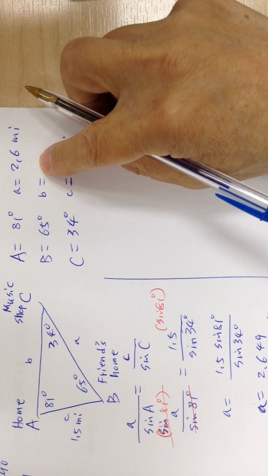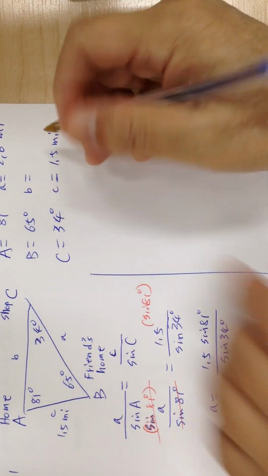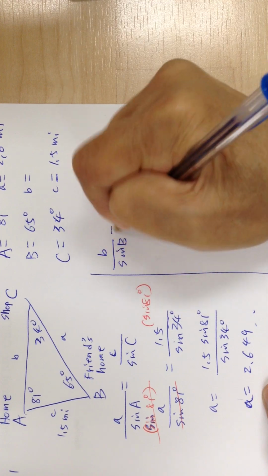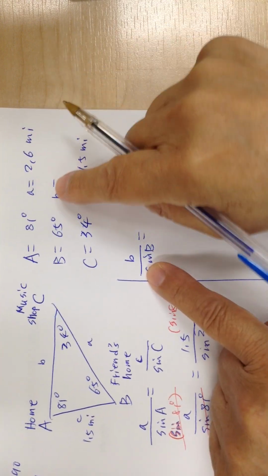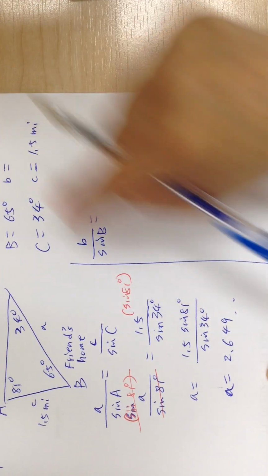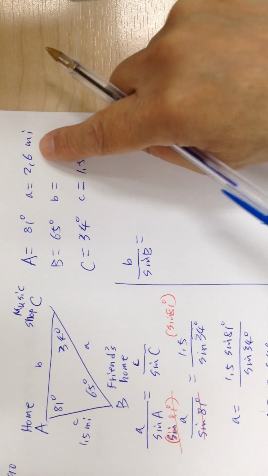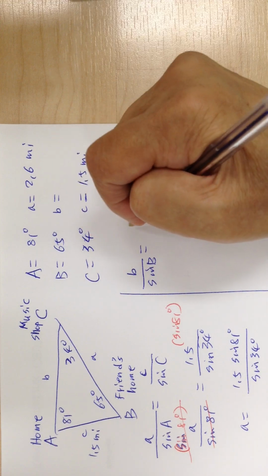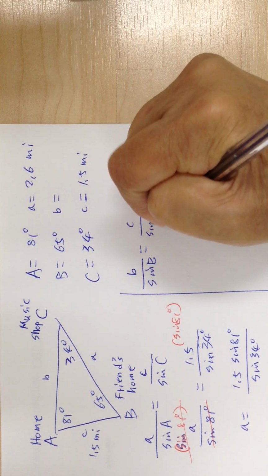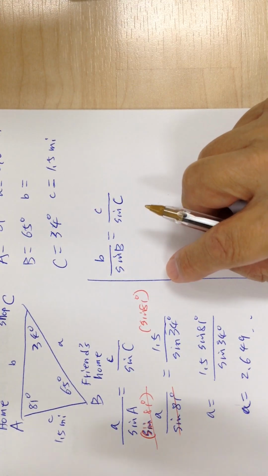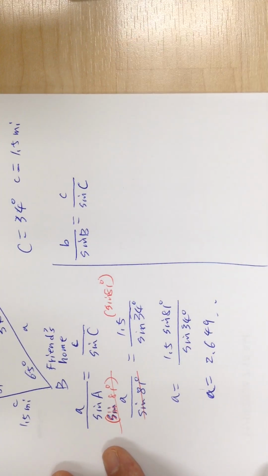Now we're looking for B. Whatever you're looking for, you write it down first. So B would be over sine B. Now you have a choice. You can use A or C, but you don't want to use this one because it's already been rounded off, so it's off a little bit. You want to use what is given, so it's more exact. Whenever you can, try to use the one that's given because they're more exact. Because this is already rounded off, your answer is going to be off more, and you might get an answer off by too much.